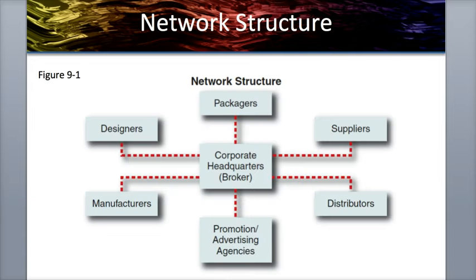Now, a network structure could look sort of like this: you may have outsourced your packaging, your designs, your suppliers, distribution, your manufacturers, but you have a corporate headquarters or a broker, sort of like the liaison between all these different groups. So it's a very small corporate core that's stable, but it's utilizing all these additional resources to get the job done.